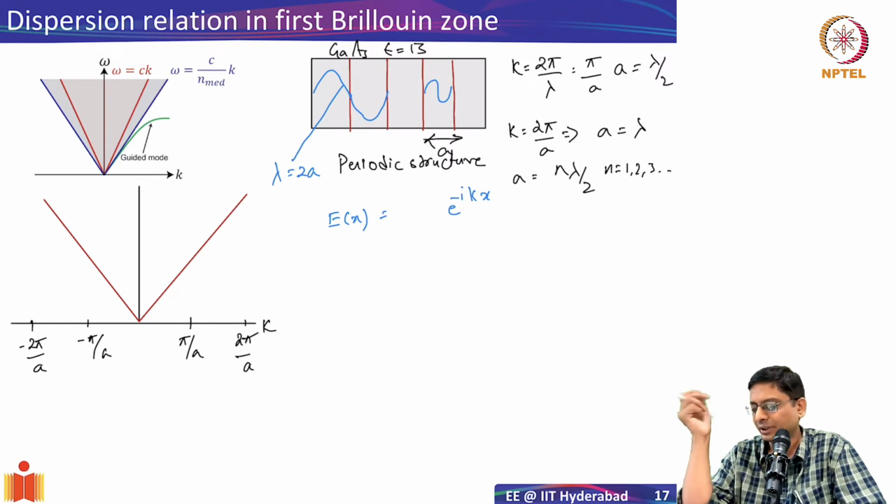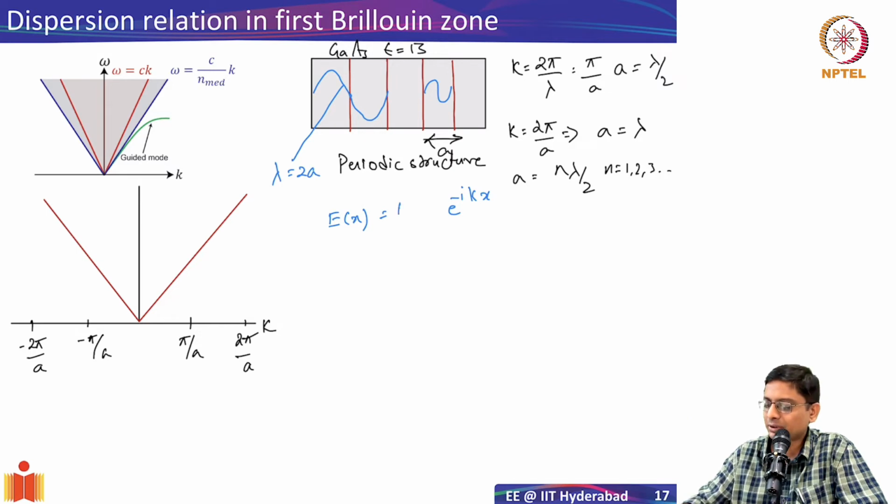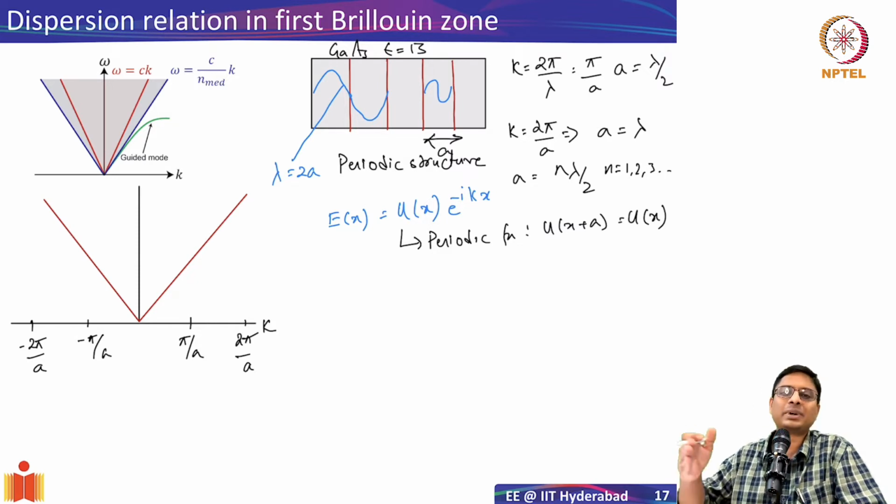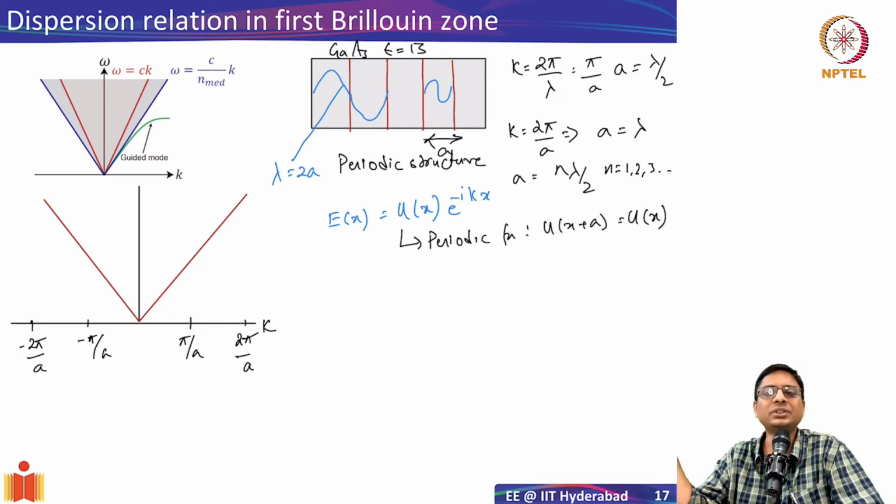So if you have this notation, exponential minus ikx, the electric field will essentially be of this form, where my u of x is a periodic function. It captures the periodicity of the lattice, right? So this is my periodic function, essentially meaning u of x plus a equal to u of x. If you translate the lattice by, let's say, the periodicity, then you get the same lattice. That's all. So that's a Bloch function. Okay.